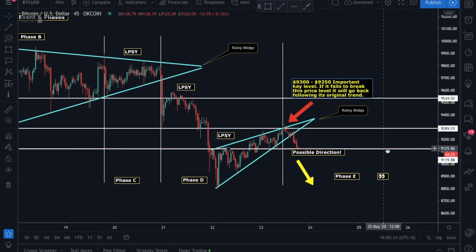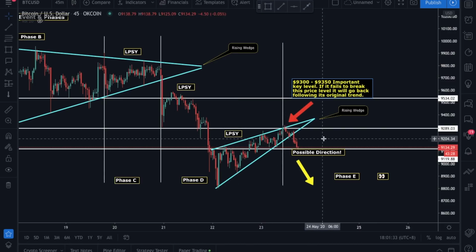The picture right now, as you can see, we said what happens after reaching this last point of supply. Price usually tries to break the previous level structure and then it gets reversed. And look, I wrote it pretty clearly: 9,300, 9,350 area, important key level. If it fails to break this price level, it will go back following its original trend. And now look, around this 9,300 area, exactly there we got a rejection, and now the price is also showing some movement in the downward direction.